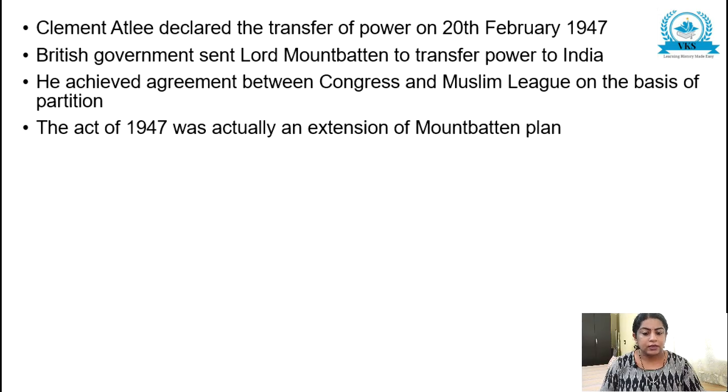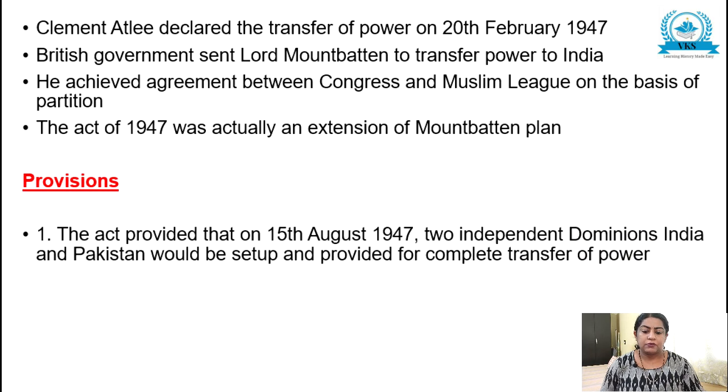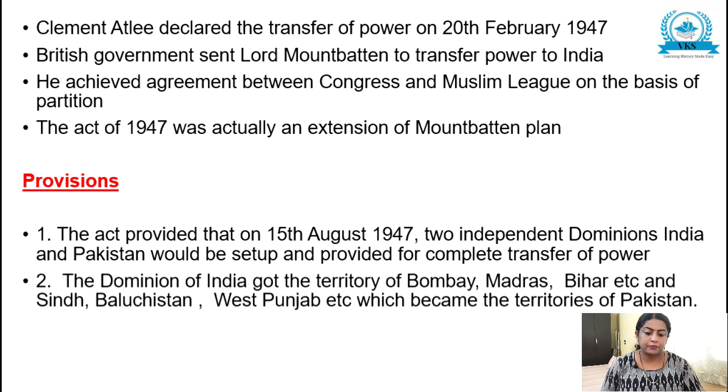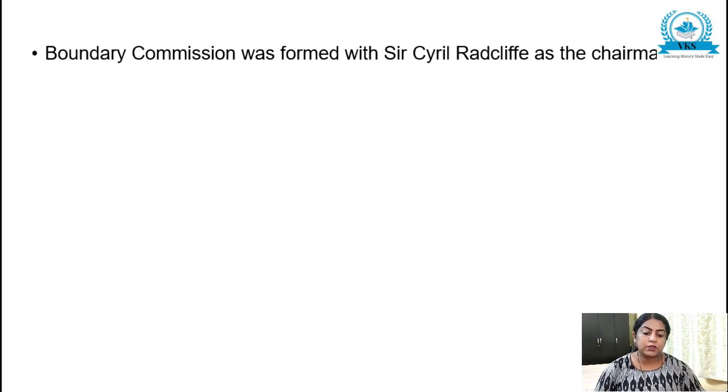Next, let us see the provisions of the Act. The first provision: the Act provided that on 15th August 1947, two independent dominions, India and Pakistan, would be set up and provided for complete transfer of power. The second provision: the Dominion of India got the territory of Bombay, Madras, Bihar, etc., and Sindh, Balochistan, West Punjab, etc., became the territories of Pakistan. A Boundary Commission was formed with Sir Cyril Radcliffe as the chairman.